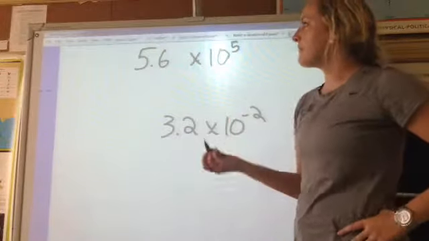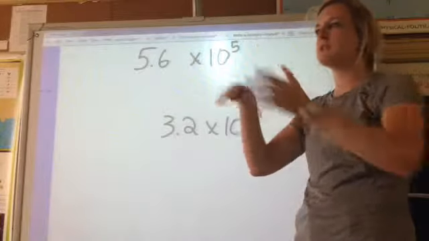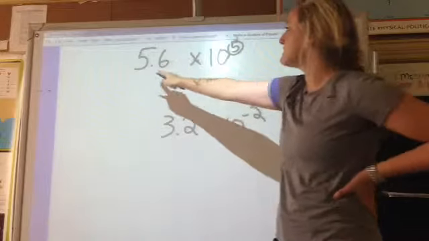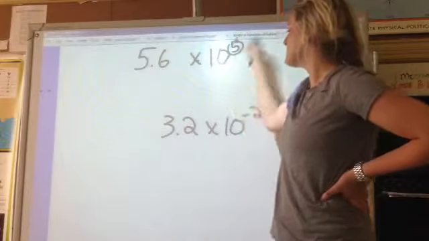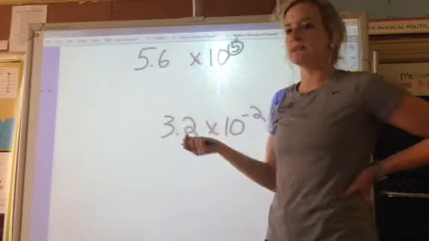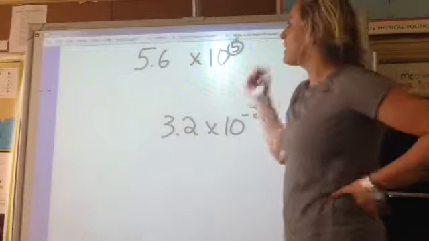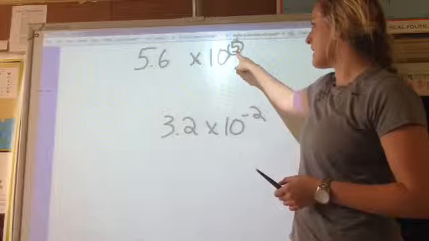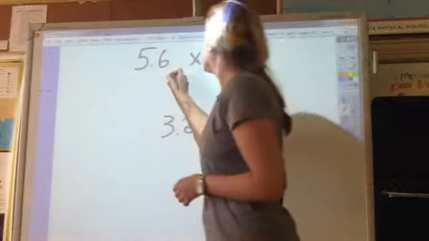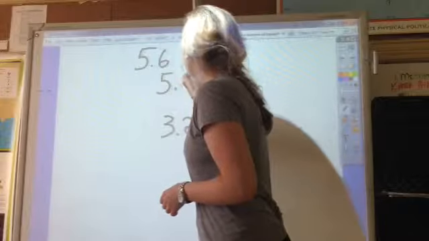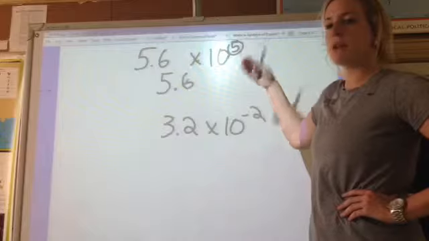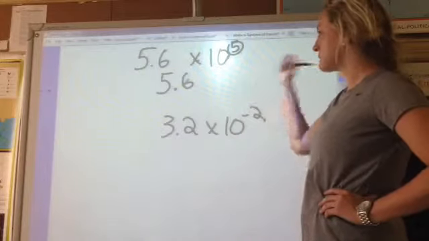Remember, when we are converting from scientific notation to standard notation, I always look at my exponent. So I take this first example, 5.6 times 10 to the fifth. My exponent is going to tell me how many times I have to move my decimal in order to get the answer I want. So whenever I see my exponent, my first thing I'm going to do is pull out my coefficient. This is a positive exponent, so I know that my answer is going to be greater than 1, so that means I'm going to be moving my decimal to the right.